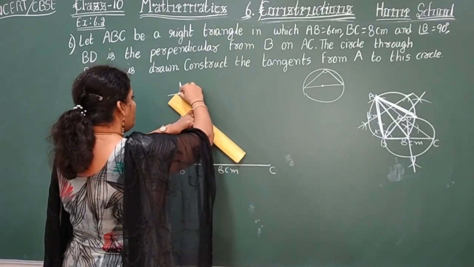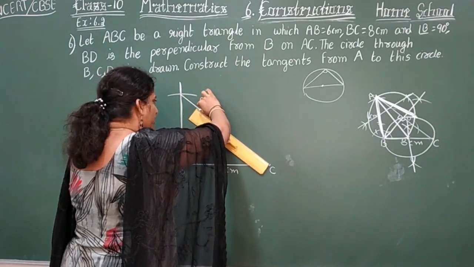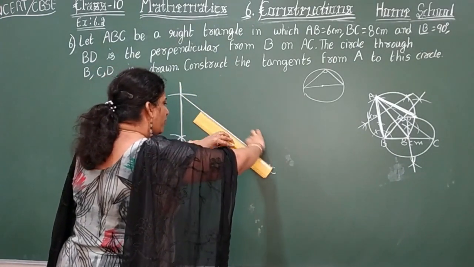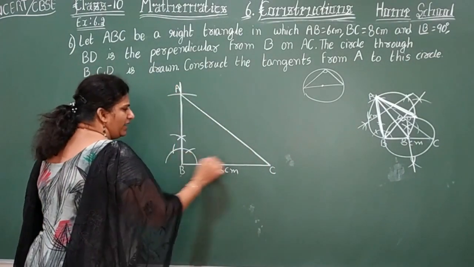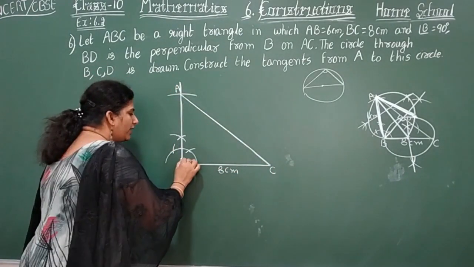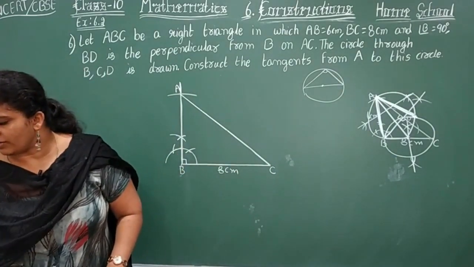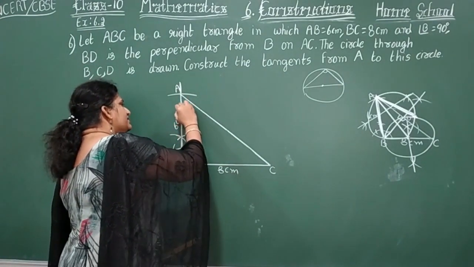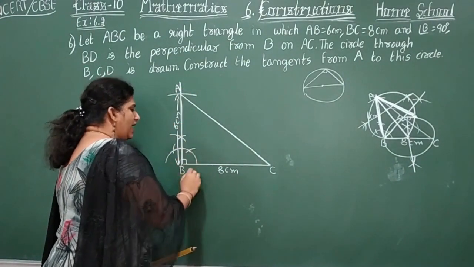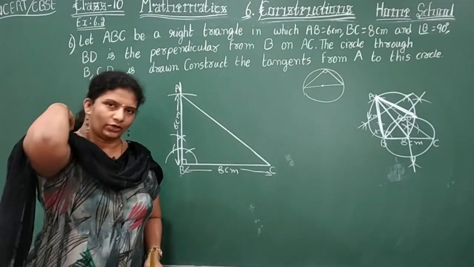So now, what am I going to do here? I'm going to join the points. What is this one? A, B, C. I got a right triangle. Okay, children. So now next step, what is your next step? This is 6 centimeters and this is 8 centimeters. Right triangle you have drawn.